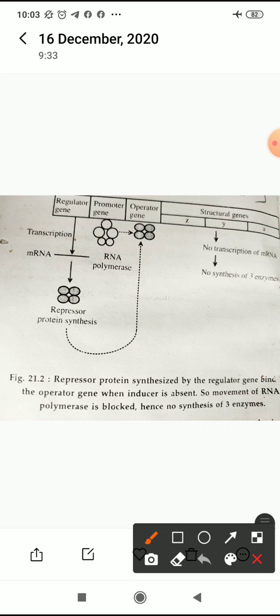When the inducer, that is lactose, is absent, the repressor protein binds to the operator gene and blocks the path of RNA polymerase. The structural genes are unable to transcribe mRNA and synthesis of all three enzymes, beta-galactosidase, beta-galactoside permease and beta-galactoside transacetylase, does not take place.